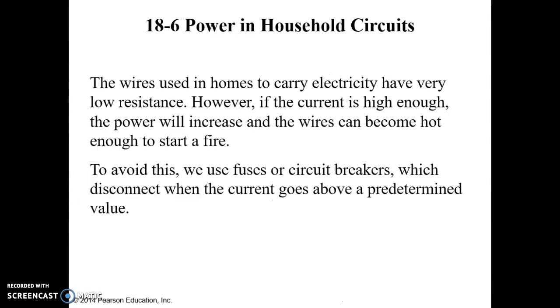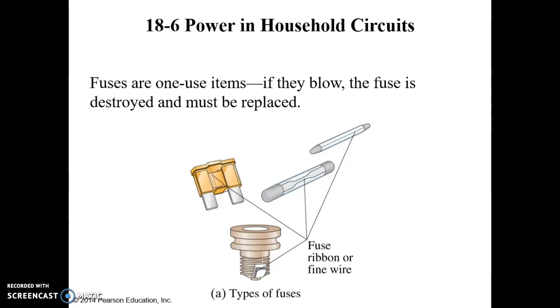Now the wires used in homes to carry electricity have a very low resistance. However, if current is high enough, the power will increase and the wires can become hot and start a fire. To avoid this, we use fuses or circuit breakers, which disconnect the circuit when it goes above a predetermined value. Fuses are one-time use devices, and if they blow, the fuse is destroyed and must be replaced. Here are some images below of what fuses look like.